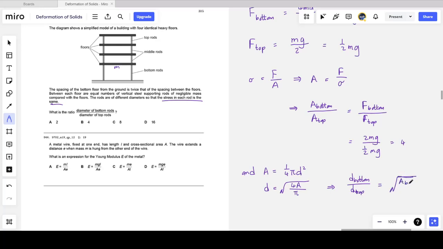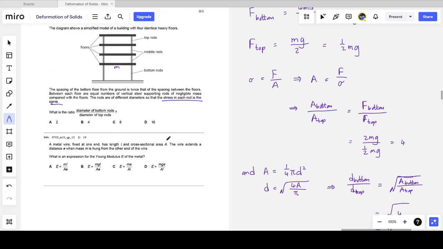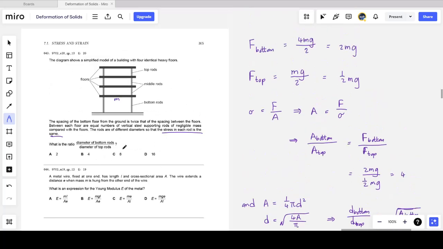The square root of the ratio of the area of the bottom rod divided by the area of the top rod. But hey, wait a minute, I already know that ratio. This is the square root of 4, which I've already calculated, which is 2. So the ratio of diameters of the bottom rods to the top rods is 2, meaning the bottom rods have a diameter that's twice as big as the top rods.